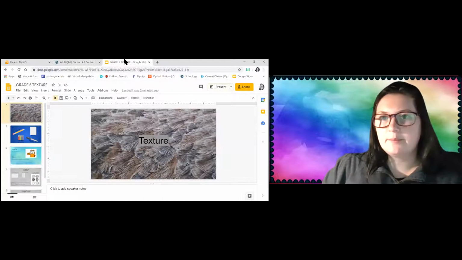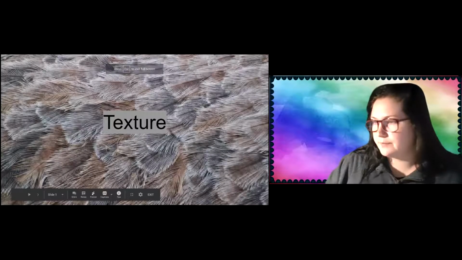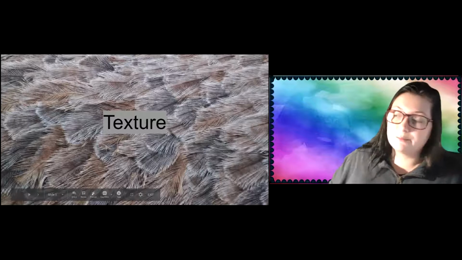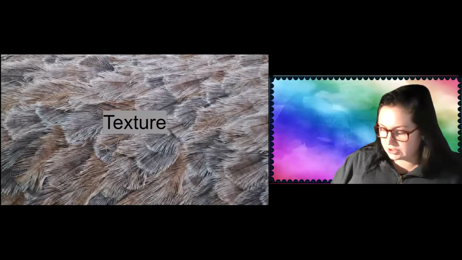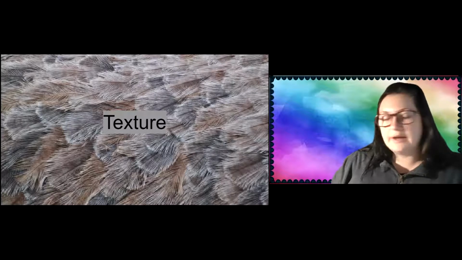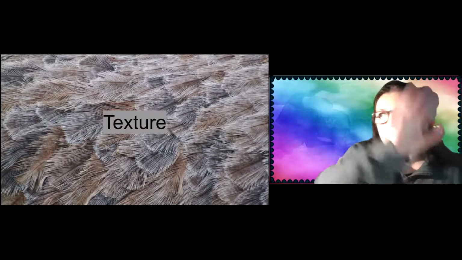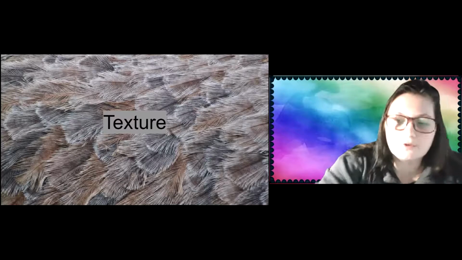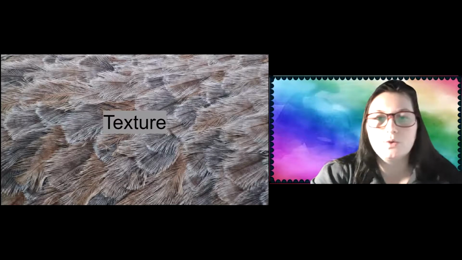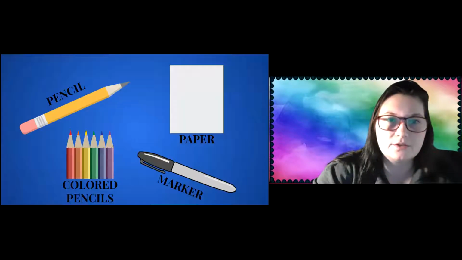So inside that PowerPoint, we're talking about texture. So we're going to be working with implied texture or visual texture, which is the way something looks like it feels. But actual texture would be, you can reach out and touch it and you can feel bumpy or smooth or fur or something like that, okay? We're going to be using implied texture, so the illusion that it feels a certain way.